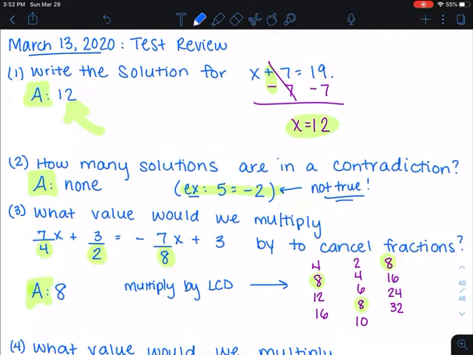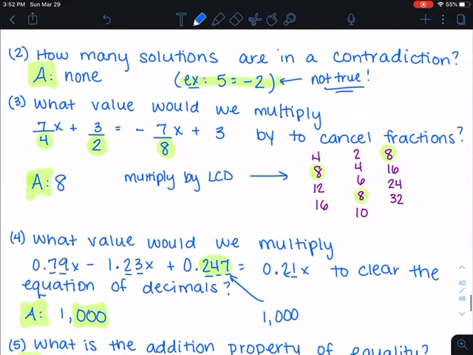What value would we multiply this by to cancel the fractions? Well, our given denominators are 4, 2, and 8. So we counted by all of those numbers in purple there. And then when we did that, the least common denominator would be 8, so you multiply everything by 8 to cancel.